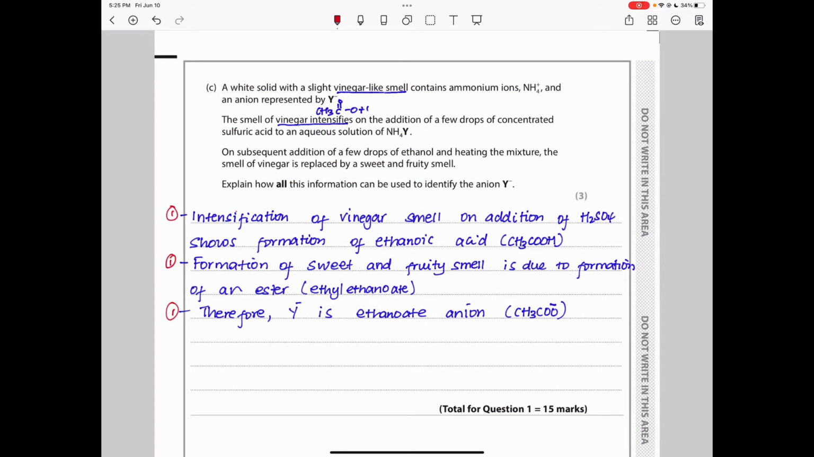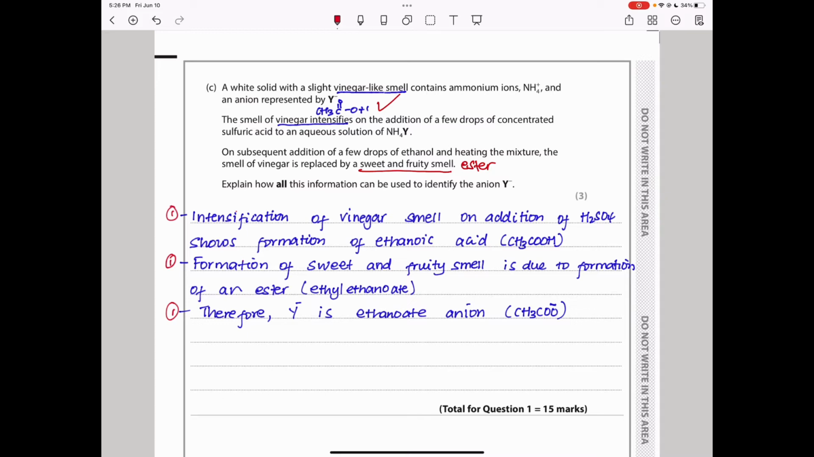I will go to the next part of the question, which is the last part of question 1. A white solid with a slight vinegar-like smell. Vinegar-like smell means kind of organic acid smell. Contains ammonium ions and an ion represented by Y minus. The smell of vinegar intensifies on the addition of a few drops of concentrated sulfuric acid to an aqueous solution of NH4Y. On subsequent addition of a few drops of ethanol and heating the mixture, the smell of vinegar is replaced by a sweet fruity smell, meaning this is an ester. So this was an organic acid converted to an ester. It means whatever they've added could be an alcohol. So here they say, explain how all this information can be used to identify Y minus.